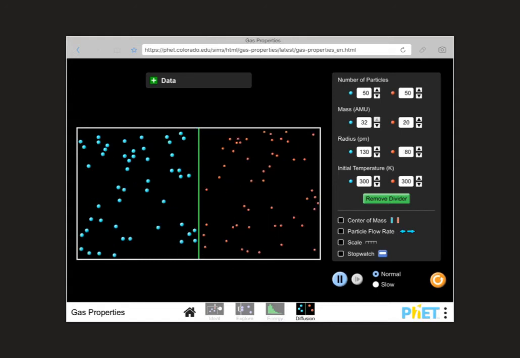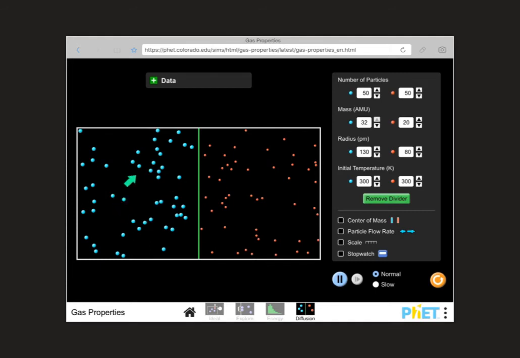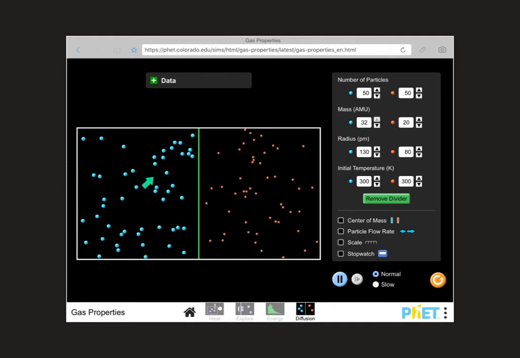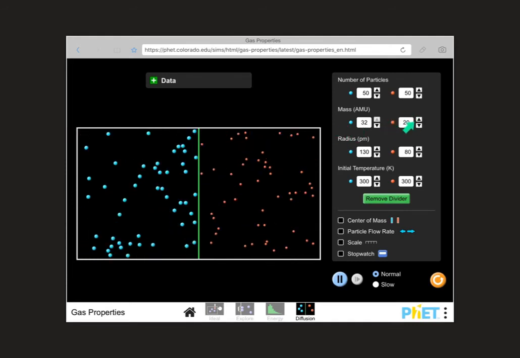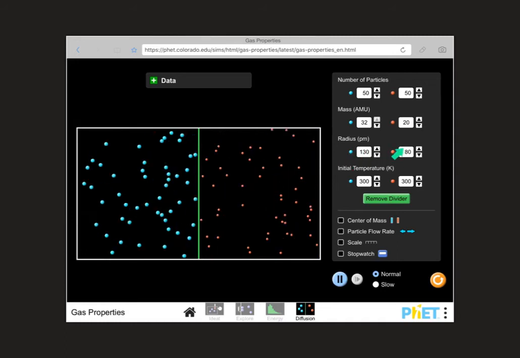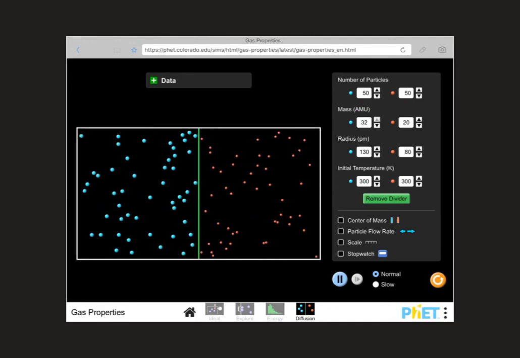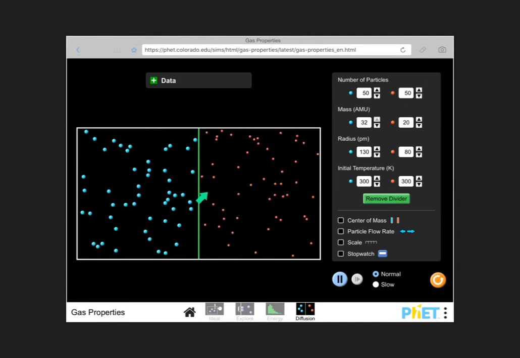So what I have is two different gas molecules. I have one gas molecule with an atomic mass of 32, that's like oxygen, and then I have one that's 20, that's like neon. And I've got different atomic radii for each of these. They're both at the same temperature. I have 50 particles of each of these, and I have a divider separating these.